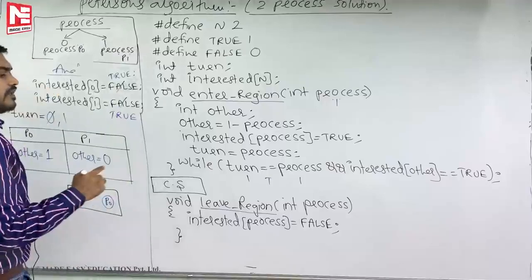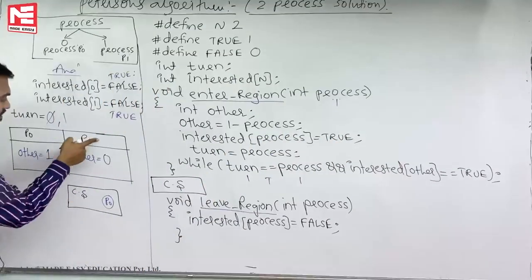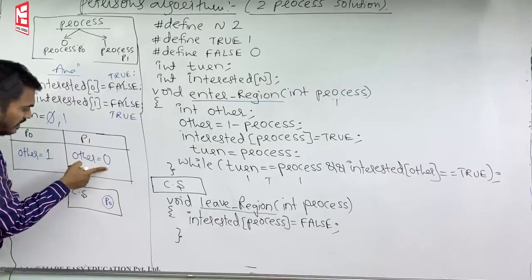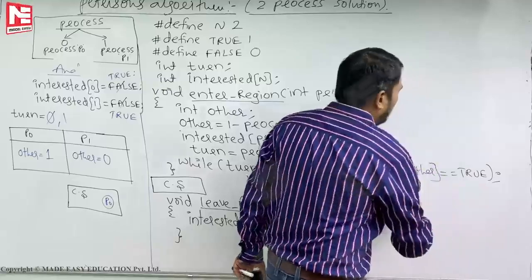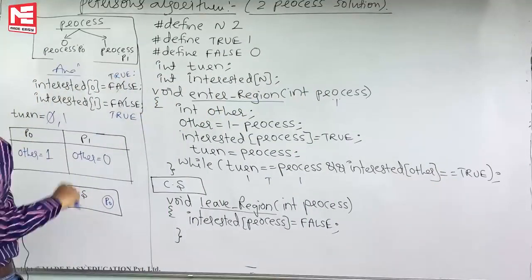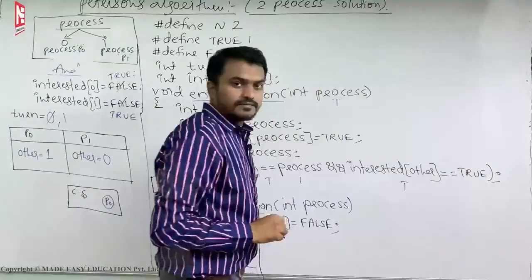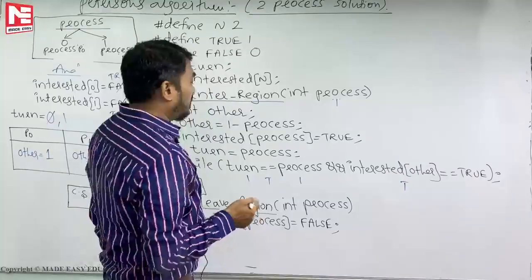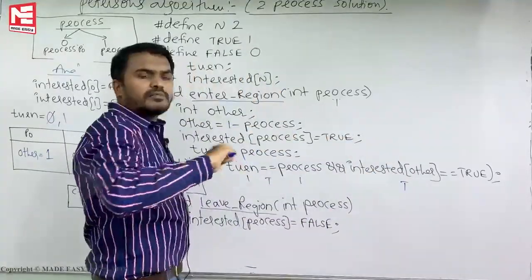Now tell me what is the other value? What is other for P1 here? 0. So interested of 0 equal to true. True or false? Look, interested of 0 is true. So this condition is also true. Right? So now what happened? This is true and this is true, so the entire condition becomes true.